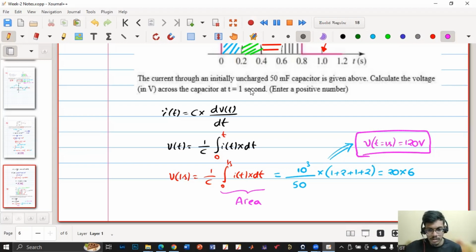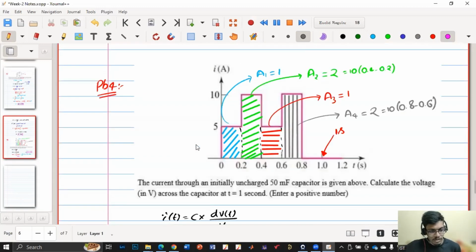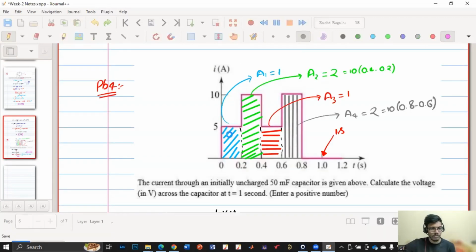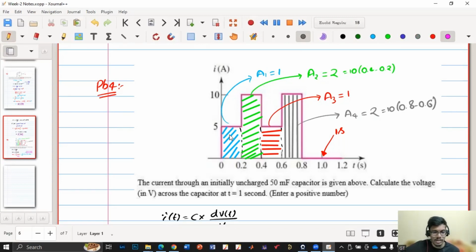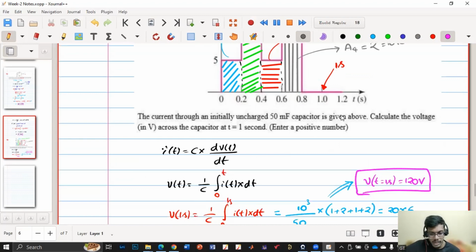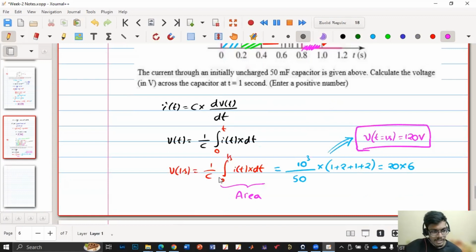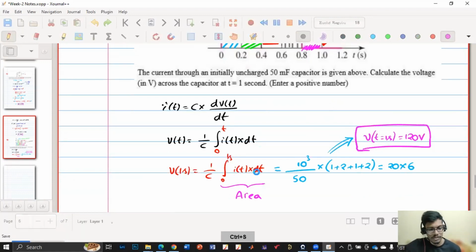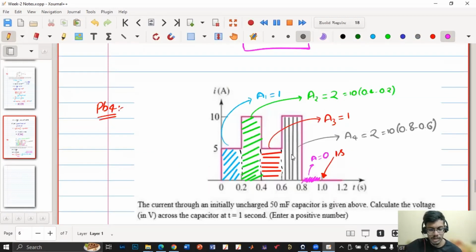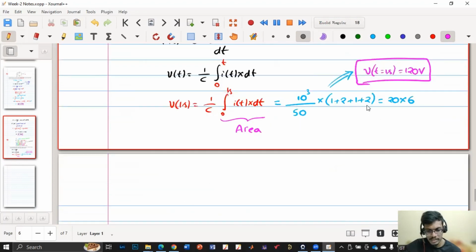Someone also mentioned in the chat that we are getting the same thing. Let me quickly re-explain what we have done in this problem. They have given the current as a function of time and they're asking for the voltage at some particular time t. If you see, there is no area in this region, so the area is 0 and there is no need to add any value. So it is 1/C into the area under the curve. The area under the curve is the summation of these 4 areas, which is 1, 2, 1, 2. So 1 plus 2 is 3, 1 plus 2 is 3, and 3 plus 3 is 6. The total area is 6 into 1/C, and the answer is coming to be 120 volt.